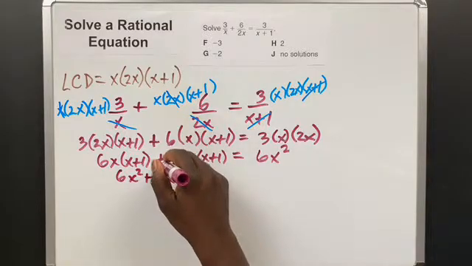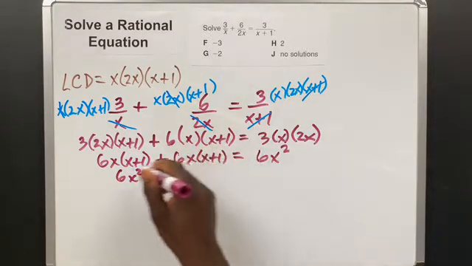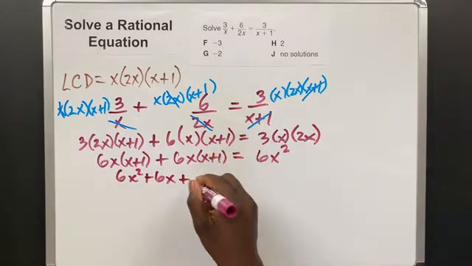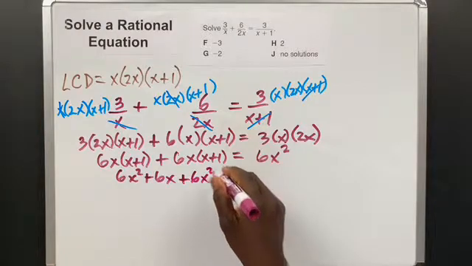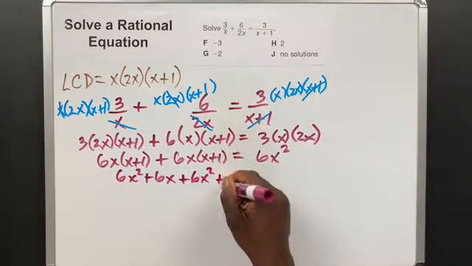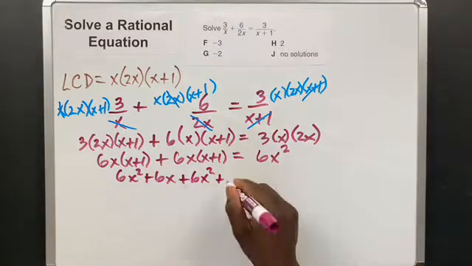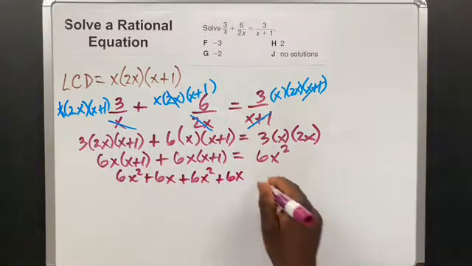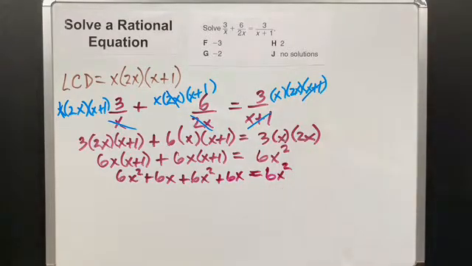Okay, now bring this plus sign over here. 6, and this is the same thing as this one over here. 6 times x, that's 6 times x squared. Bring down the plus sign right there. And then we have 6 times x times 1, which is 6 times x, equals 6 times x squared.